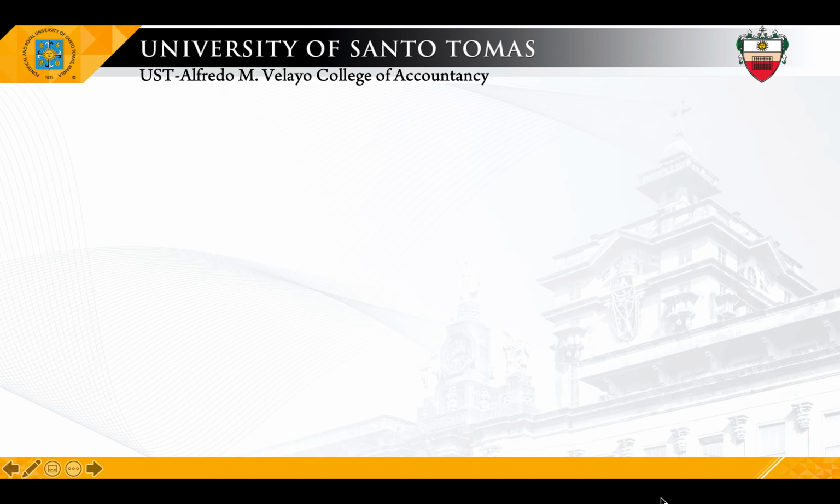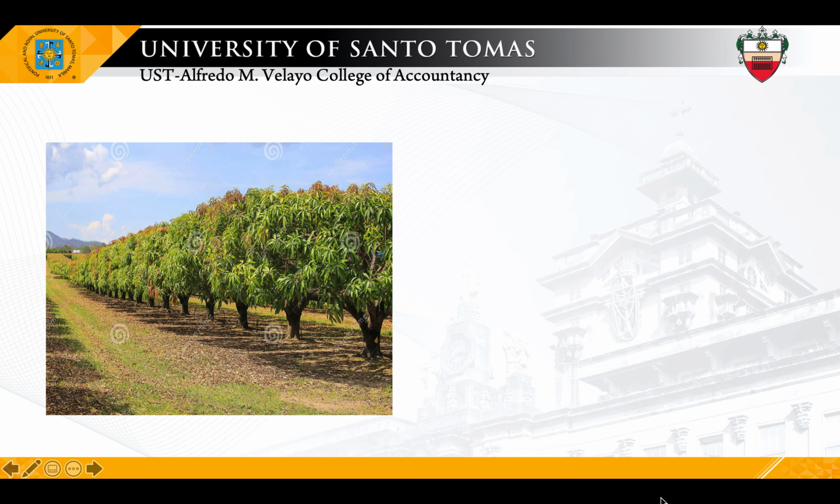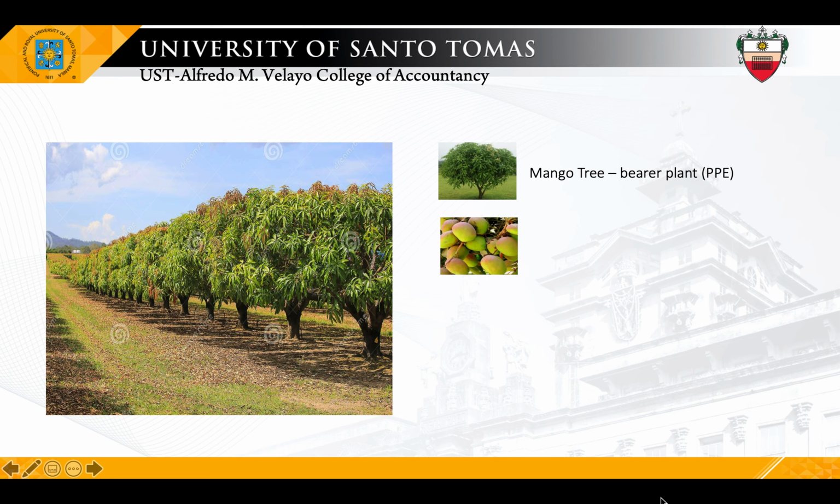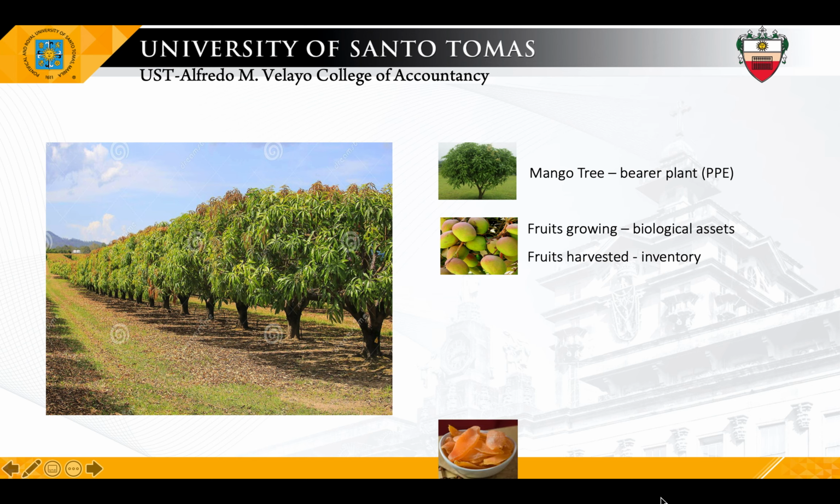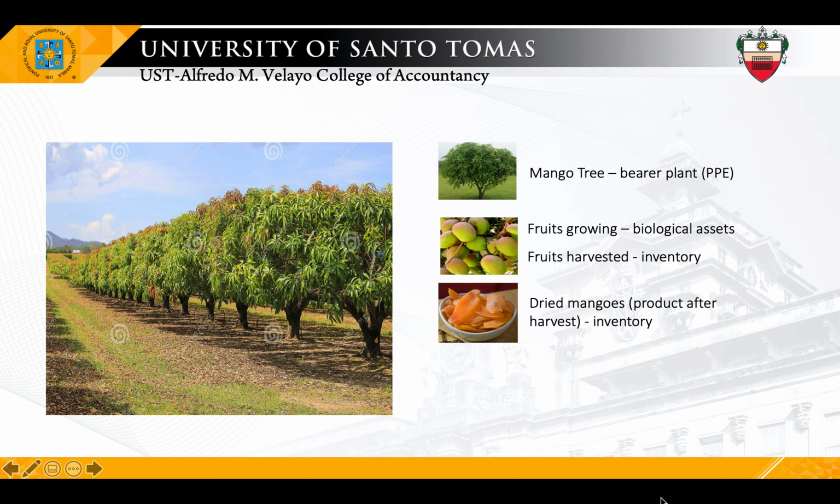Okay, so applying these definitions to a mango plantation, say for example, we can say that a mango plant is considered as a bearer plant, therefore accounted for as PPE using IAS 16. How about mango fruits? So we have to consider whether the mango fruits are still attached to the tree, awaiting ripening, or already harvested. So mango fruits still growing on the tree are considered as biological assets, whereas mango fruits already harvested are now considered as inventory. Now, how about dried mangoes, the product after harvest? Still they are considered as inventory. And the production plant, including the land, the roads, or the land under trees, are considered as PPE.